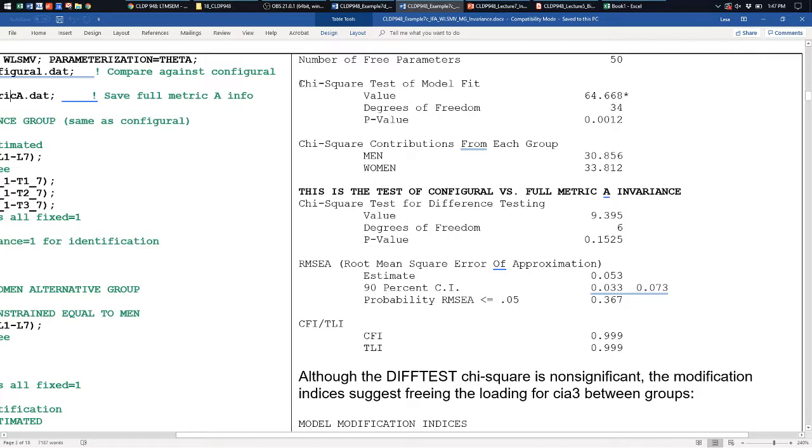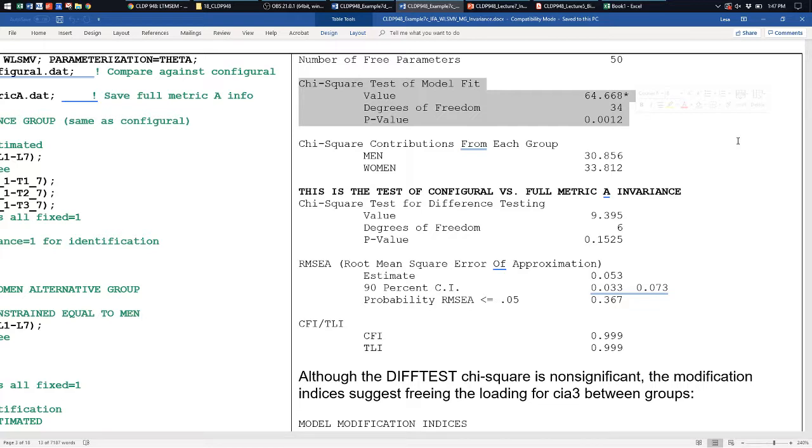Then we get two chi-squares. The first one, chi-square test of model fit, is H1 versus H0. Does a single factor model fit worse than just letting the polychoric correlation matrix be whatever it wants? This is usually significant.